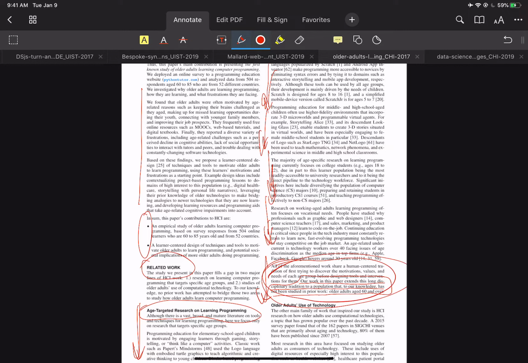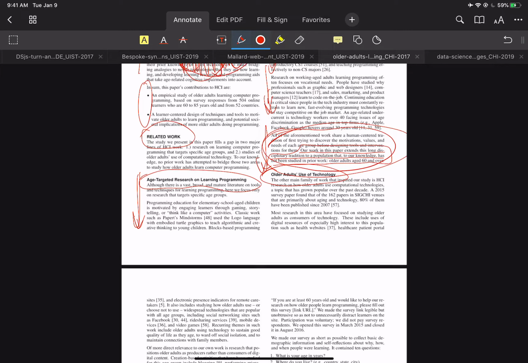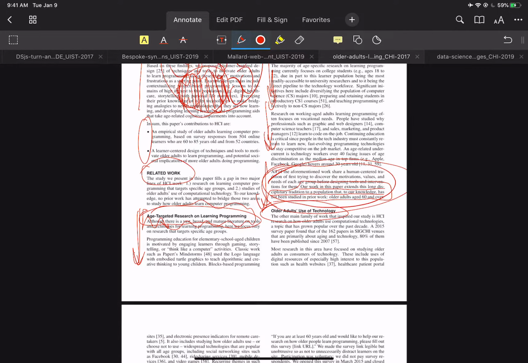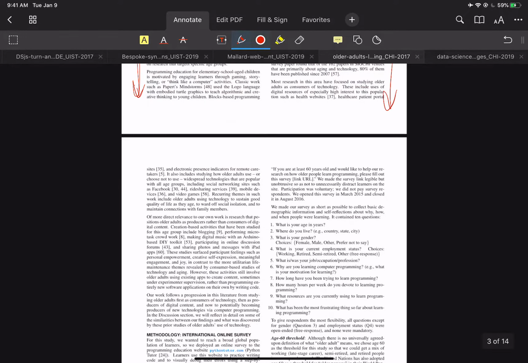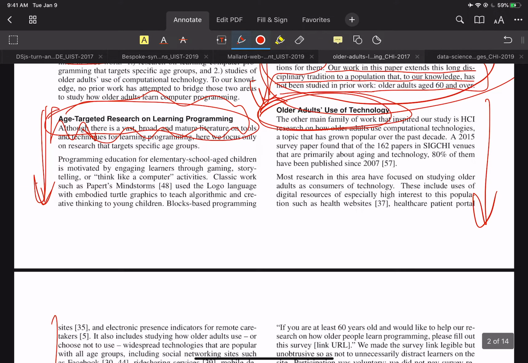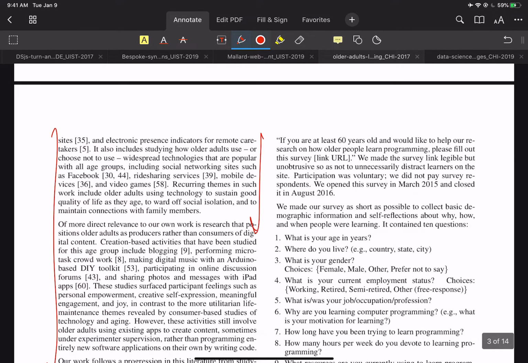So again, I'm going to scribble over here. People have studied this stuff for all different ages, but hey, look, there is a gap right here for older adults. And hey, lo and behold, we're going to fill in this gap. And then there's a complementary set of related work here. So this is saying how there's a bunch of people who studied learning programming, but they haven't studied older adults in programming. And then the other set of complementary related work here is older adult use of technology. So there's a bunch of people that have studied older adults using all sorts of different technologies, but they haven't studied older adults with programming as a technology.